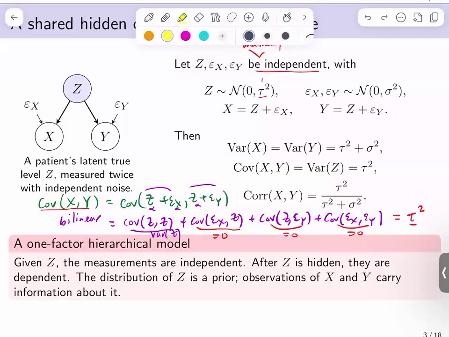So this is between 0 and 1. The ratio of the variance of z and epsilons determines the correlation. If tau squared relative to epsilon is large, then this is close to 1. Otherwise, if tau squared, for example, is 0, they're independent. And you can see it's always positive in this case. They can't be negatively correlated.